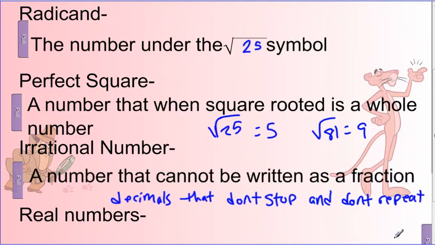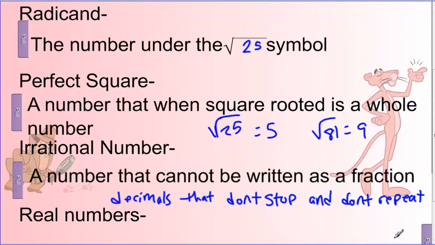So, for example, one of the most common irrational numbers you can think of is pi. 3.14159265358... Scientists have actually run computers day and night for years, and they've found literally billions of digits of pi. It does not stop, and it does not have a repeating pattern.